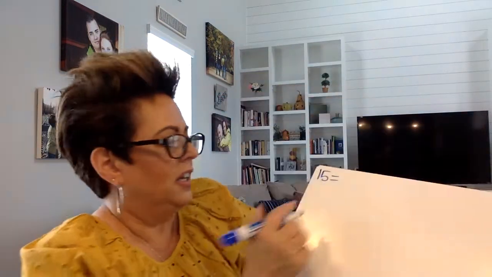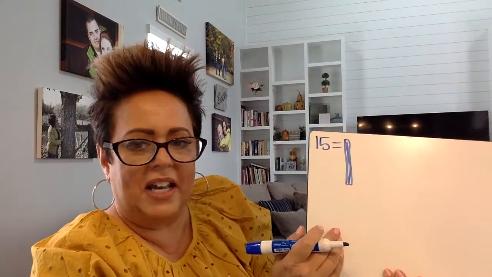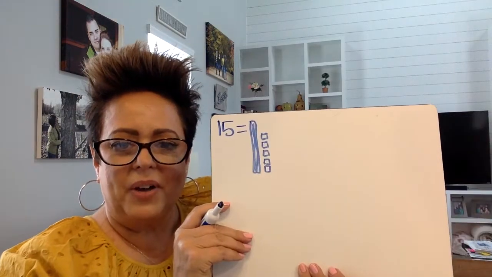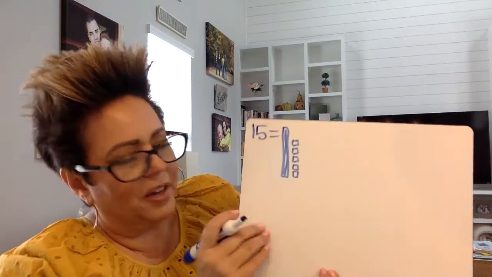Erase your board, and let's do the numbers 15, 16, 17, 18, 19, and 20. Write the number 15. To show 15, we need our tower of 10. We're not going to worry about it. We're just going to draw our tower. We know it means 10. Let's draw our cubes on top. 1, 2, 3, 4, 5. So I have 5 cubes that are going up.